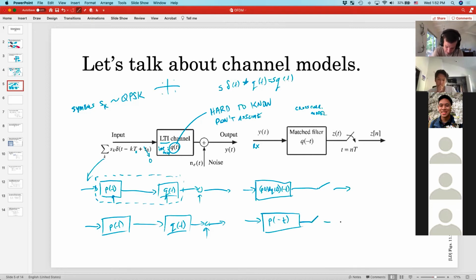That shouldn't be satisfying to you. And that's actually what I'm going to talk about for the next hour or so: how can we do better than this? This is matched filtering without equalization. And so this module that I called OFDM, we're going to spend the first couple hours talking about equalization.